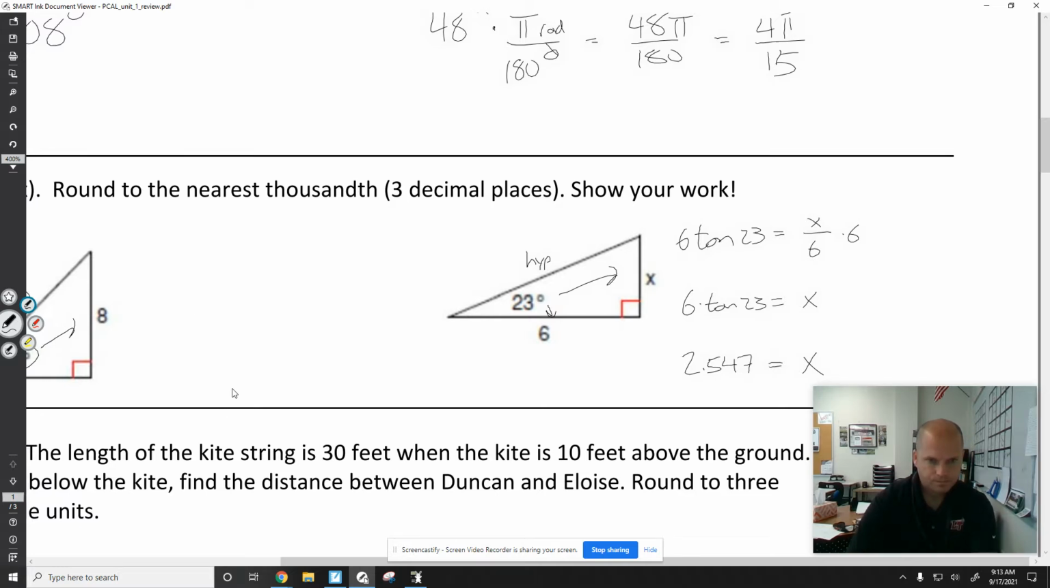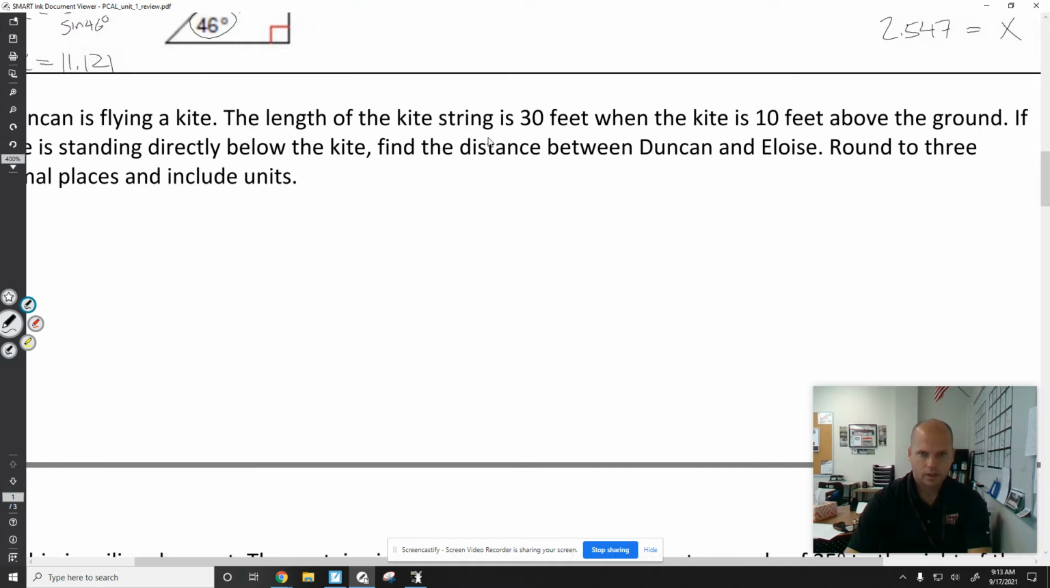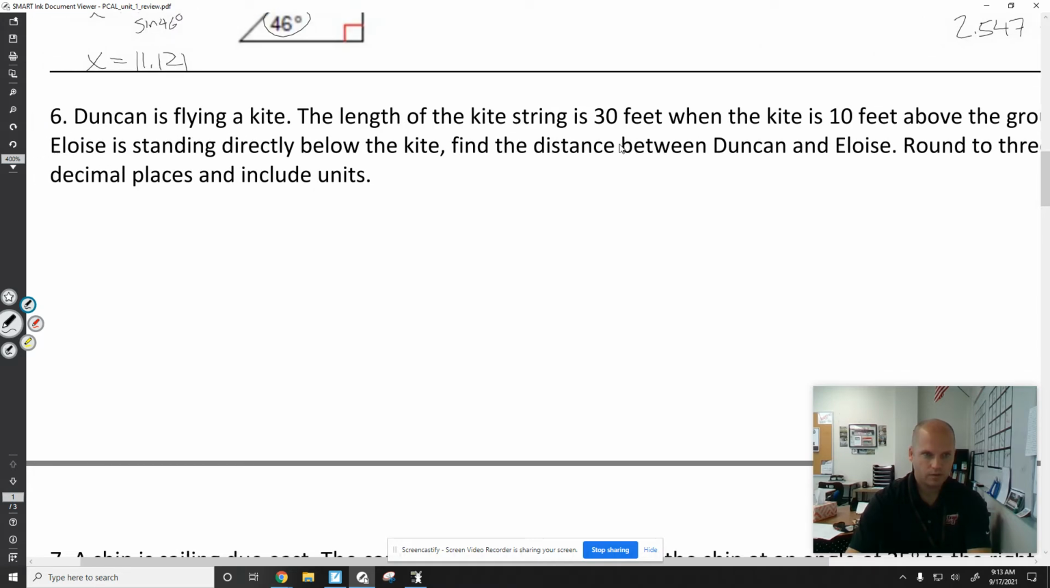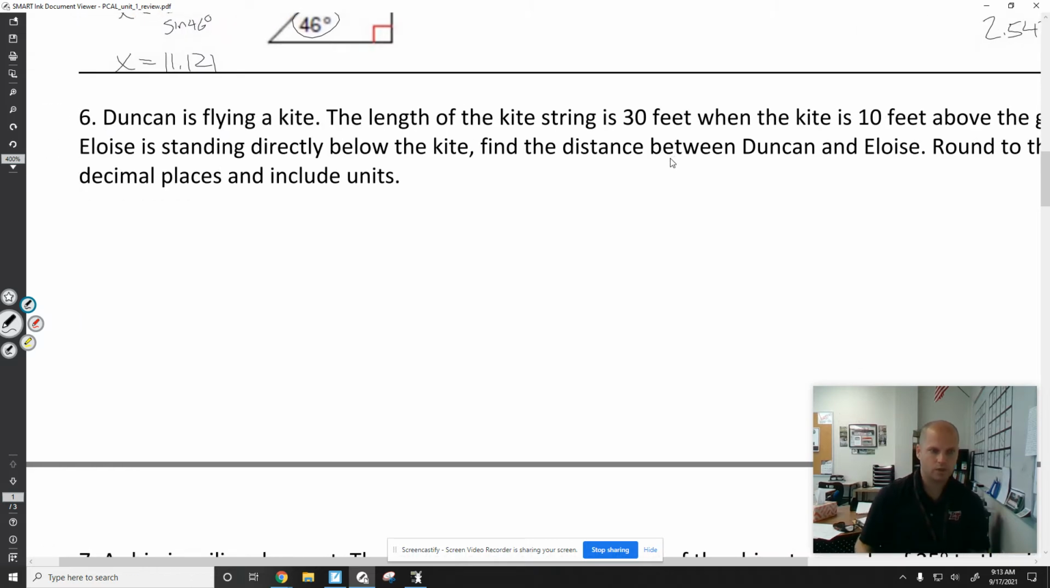All right. Duncan's flying a kite. The length of the kite string is 30 feet when the kite is 10 feet above the ground. Eloise is standing directly below the kite. Find the distance between Duncan and Eloise. All right, so here's Duncan flying a kite. Here's the kite. Kite is on a string that's 30 feet long. Kite is 10 feet off the ground. Eloise is standing right below the kite. What's this distance here?